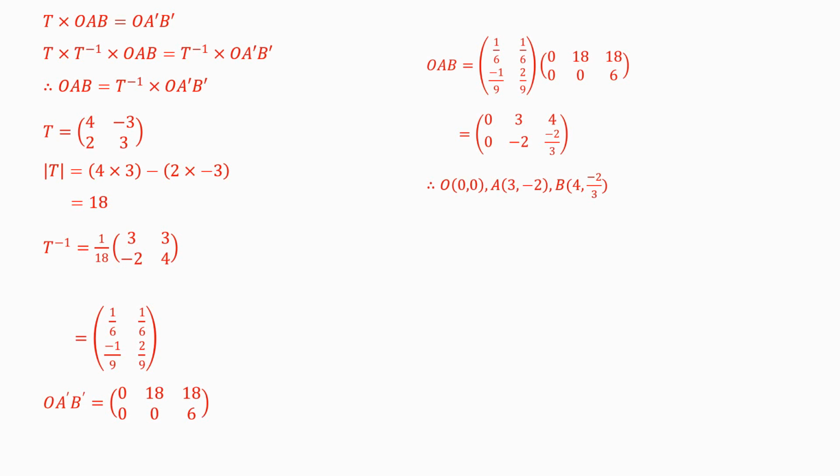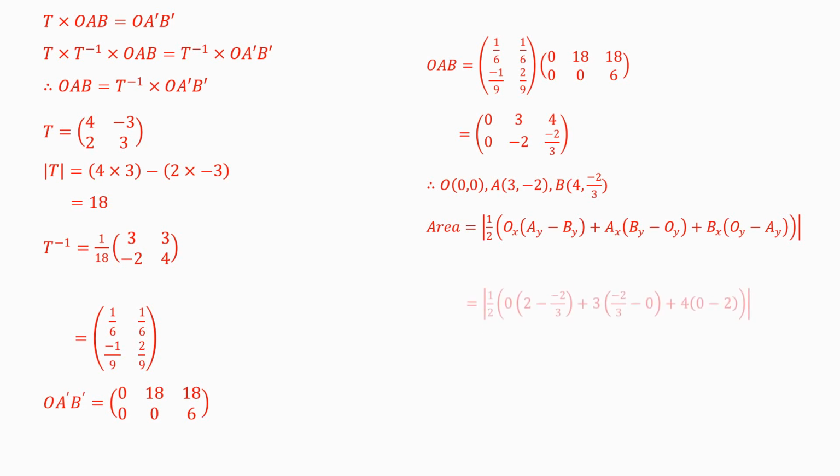Then, using the coordinates, we can find the area of the triangle, whereby the area of a triangle given its coordinates is the absolute value of a half into the x value of O times the y value of A minus the y value of B, plus the x value of A times the y value of B minus the y value of O, plus the x value of B into the y value of O minus the y value of A. We substitute, we have the absolute value of a half into 0 into 2 minus negative 2 over 3, plus 3 into negative 2 over 3 minus 0, plus 4 into 0 minus 2.